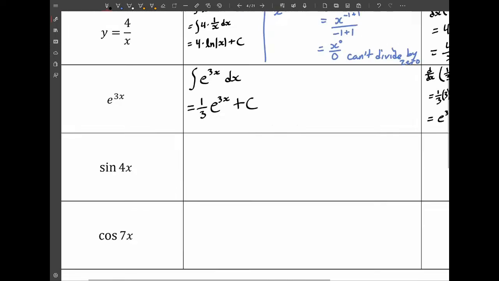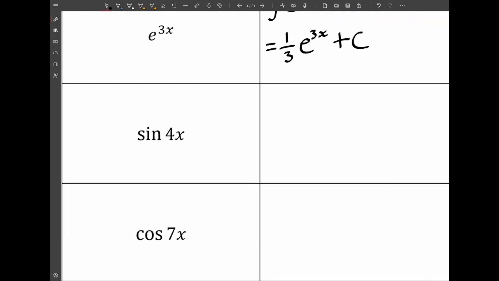All right, last two. Sine of 4x. So we've got the integral of sine of 4x dx. And if you think about this one, remember that the derivative of cosine is negative sine, right? So the antiderivative of positive sine should be negative cosine. That way the negatives will cancel out when we take the derivative.